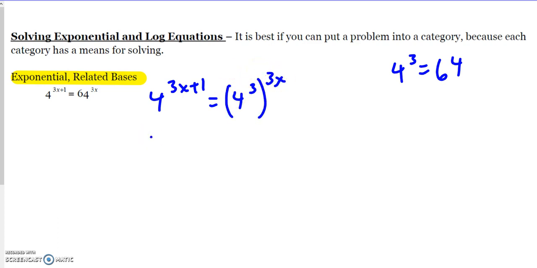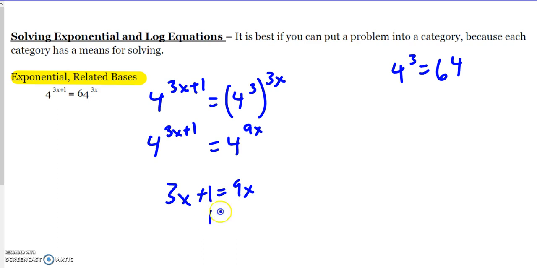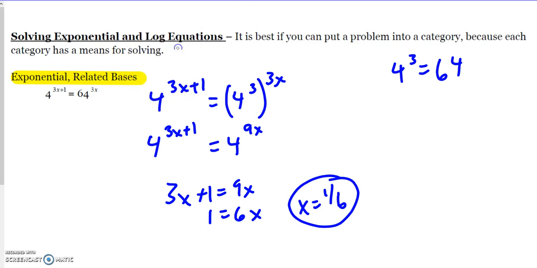Now we have to think about our properties of exponents. A power raised to a power, we multiply. And now we have, again, the bases are the same, therefore the exponents are going to be the same. And now it's just a matter of solving. So x is going to be 6. Okay, so again, that is where your bases are related.